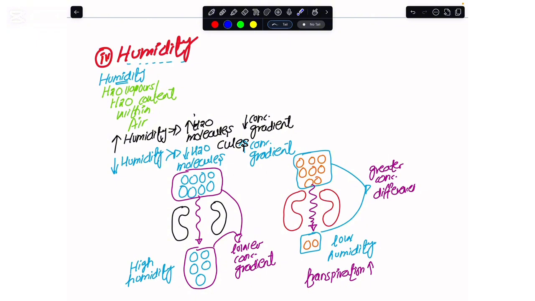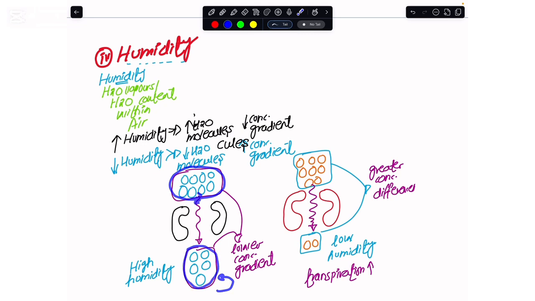Now if I were to show you a situation, in the air spaces of the spongy mesophyll cells I have got, you could say, 8 molecules of water. And here in the external environment, I have got 5 molecules of water. Compared to this, I have more water molecules on the inside of the leaves and very few water molecules in the external environment. So in the context of humidity, in this example the humidity is high because compared to the inside of the leaves, the external environment has more water molecules.